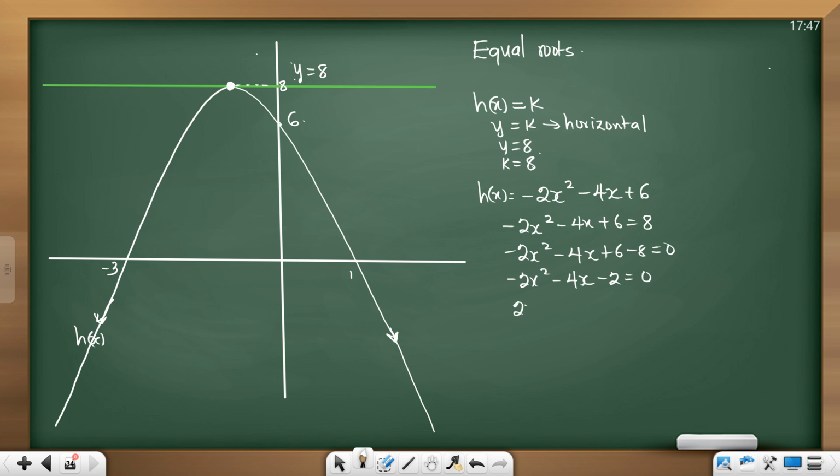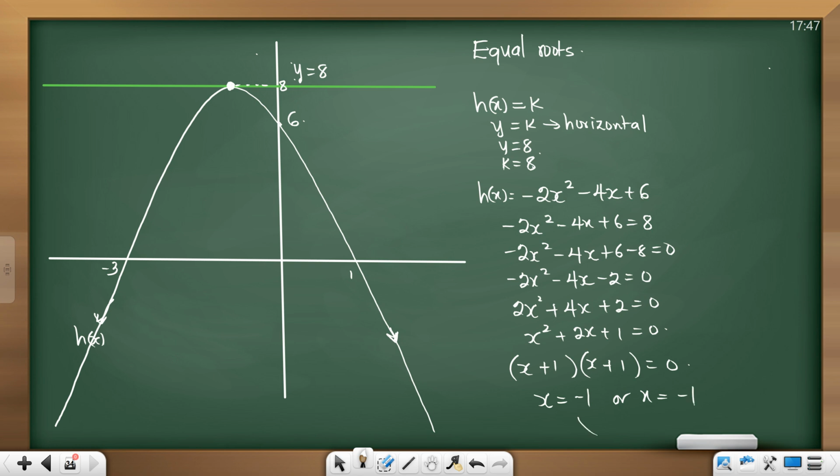Let's change all the signs. It's going to make life easier. And by the way, are you aware that we can divide by 2? Let's factorize, everybody. I don't know if you can factorize with me. This is x plus 1, squared. So what are you getting? Can you see that my roots are equal? Same values. Equal roots.